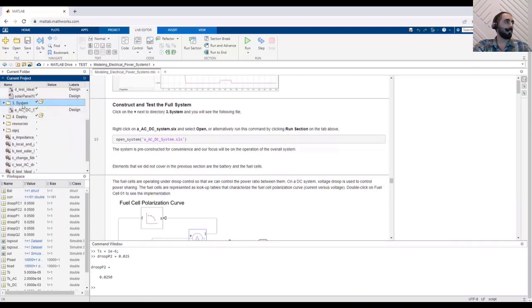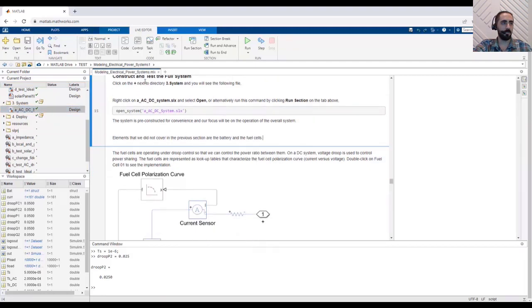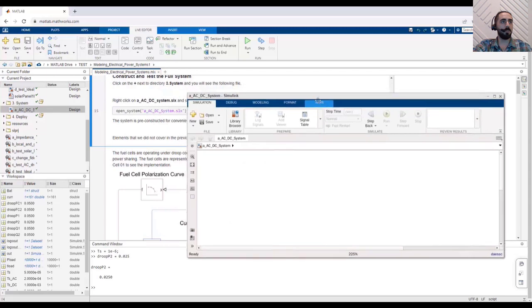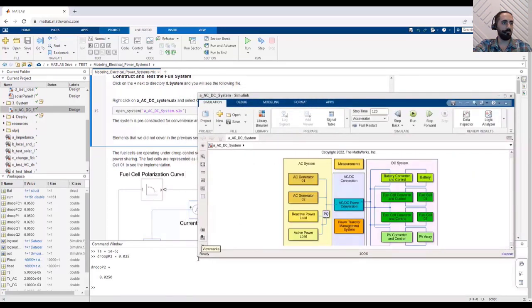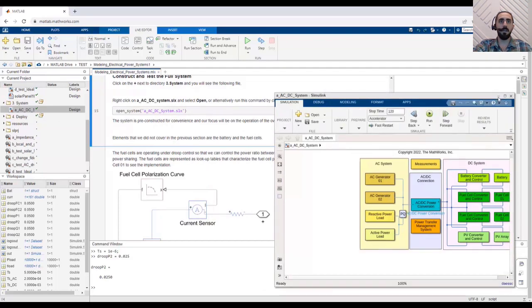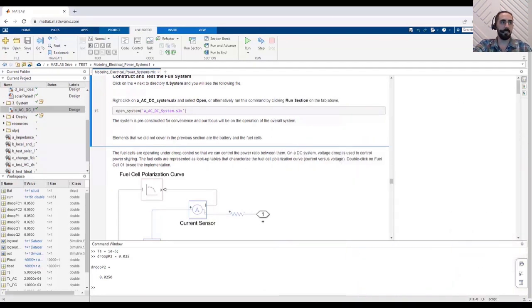Now I want to start talking about the fuel cell system. So we go to the directory tree, a_ac_dc_system. We're gonna open up this model in here. While it's opening, let me minimize this system. I wanna talk about the fuel cell on this live script.